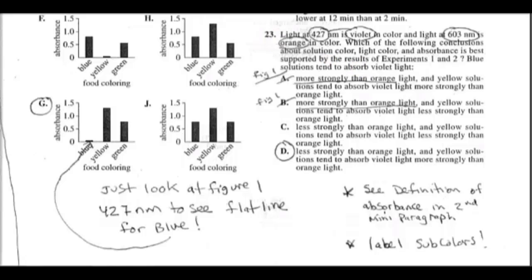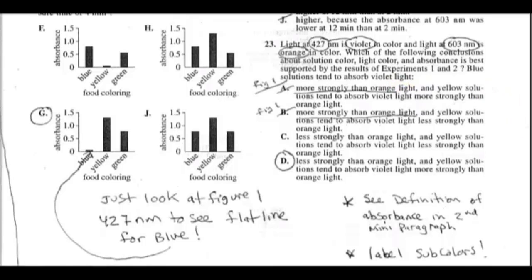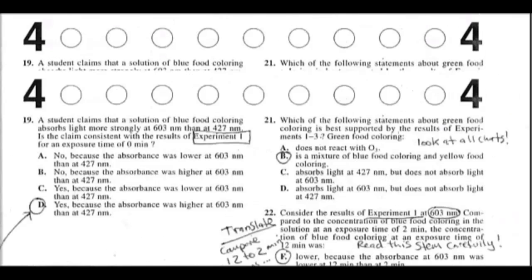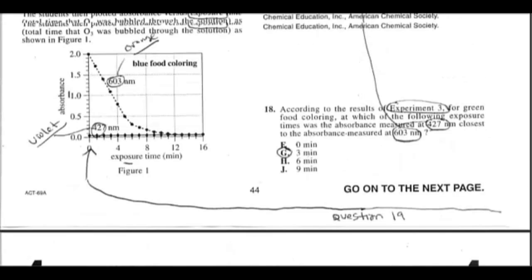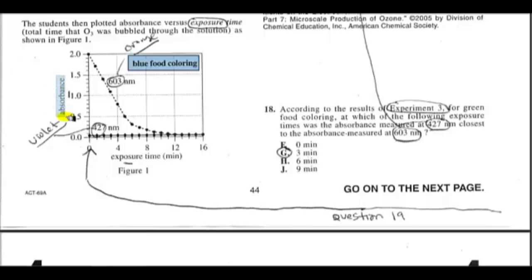They're asking you, blue solutions tend to do what with violet light? Let's go back up to Experiment 1. Violet light. Here is blue solution. A blue solution, blue food coloring is a blue solution. Violet light, absorption is here. Violet light in blue solutions is absorbed less than orange solutions.